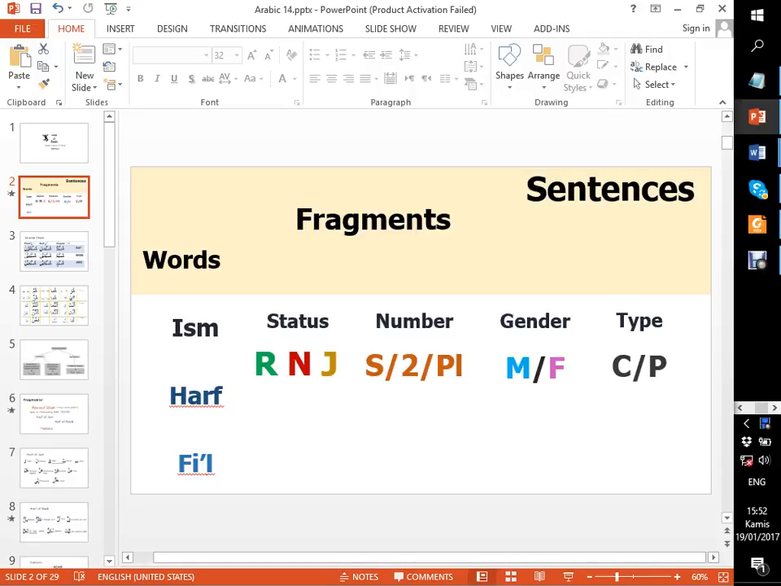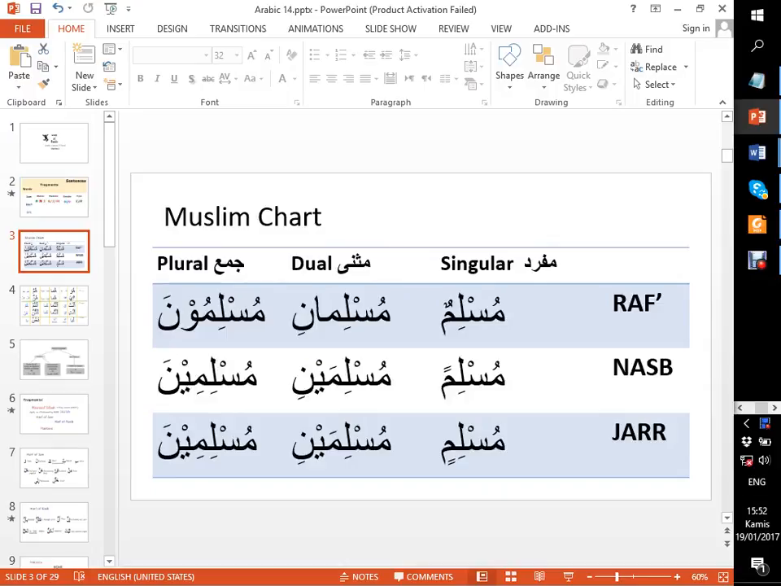And for the status, we have learned this chart to differentiate rafa, nasab, and jar, and to show the numbers. When the word is singular, how will the word form change when it is a pair, or dual, or mathna, or plural. So rafa, nasab, and jar. The easy way to remember is for the singular, you may hear u, a, i, or un, an, in. It's light and heavy, without n and with n.